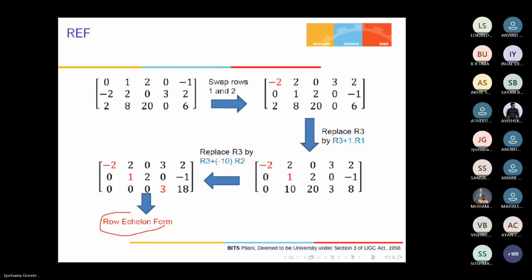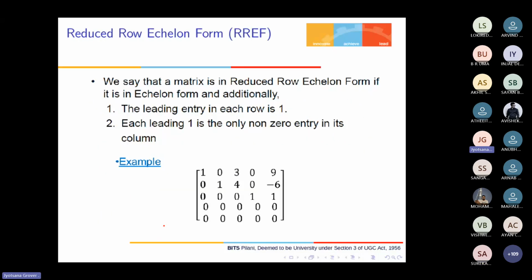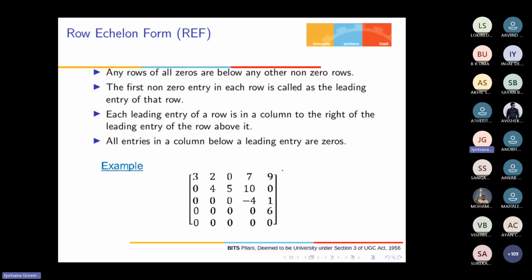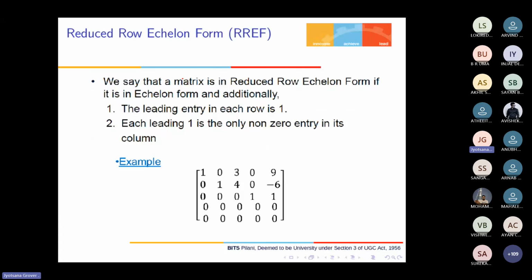One doubt, ma'am, here. In the last condition of REF, the last row should be all 0, no? It need not be. Where is it written? It says if rows of zeros exist, any rows of all zeros, they should be at the bottom. That means they should be below the non-zero rows.